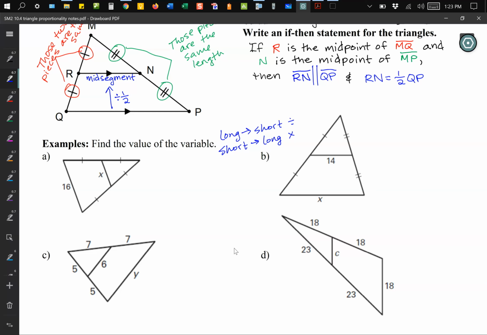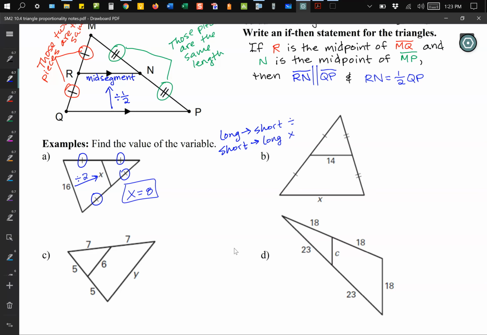So this first one, I know the side and I want the midsegment. You can tell it's a midsegment because you've got the congruency marks. So I want a shorter piece. All I have to do is divide by 2. 16 divided by 2 is 8.